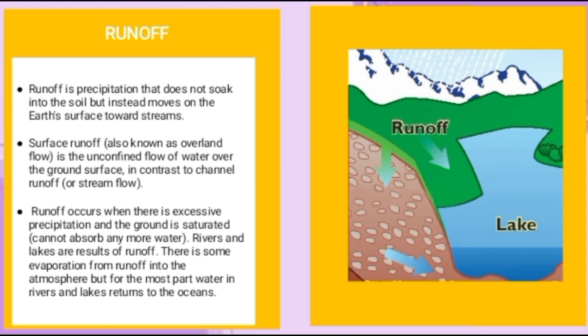Runoff also occurs when there is excessive precipitation and the ground is saturated, which means the ground cannot absorb any more water. Rivers and lakes are a result of runoff. There is some evaporation from runoff into the atmosphere, but for the most part water in rivers and lakes returns to the ocean.